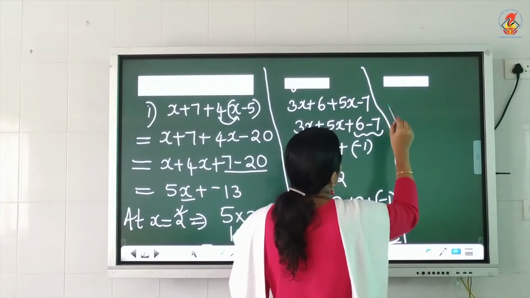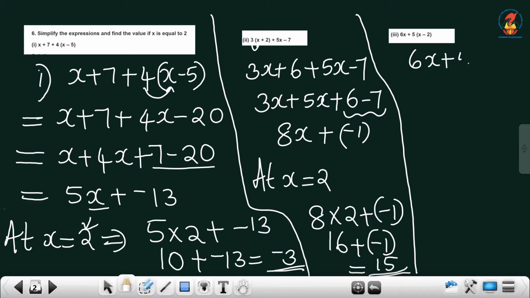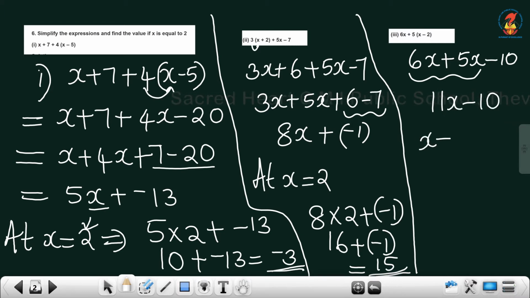Third question, 6x plus, open the bracket, plus 5 into x is 5x, plus 5 into minus 2, what is the answer? Negative 10. Then 6x plus 5x, they are like terms. So do the addition, 6 plus 5, what is the answer? 11x minus 10. Now at x is equal to 2.